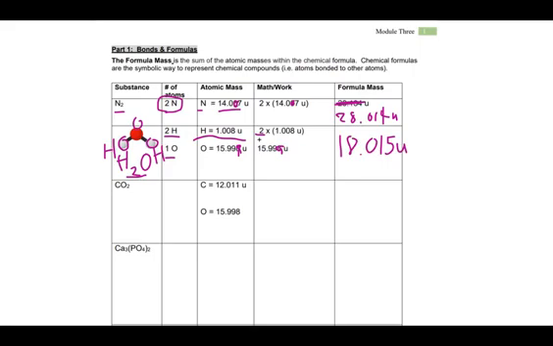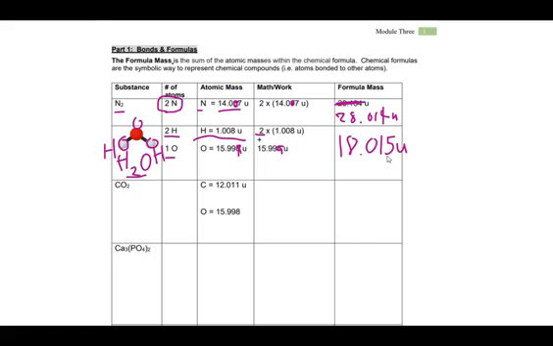And you should get 18.015. Notice that I'm not rounding, I'm not truncating. I'm taking what my periodic table gave me for the mass, which was to 3 decimals, and I'm leaving it to 3 decimals. So we don't need to do any rounding.